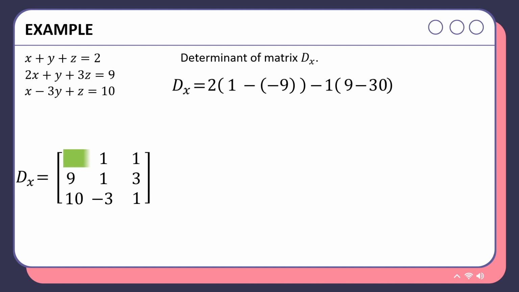Next, we cover 2 and 1 and 3 and 1. So the next operation is addition. We copy 1, multiply it to 9 times negative 3 is equal to negative 27 minus 1 times 10 is equal to positive 10.